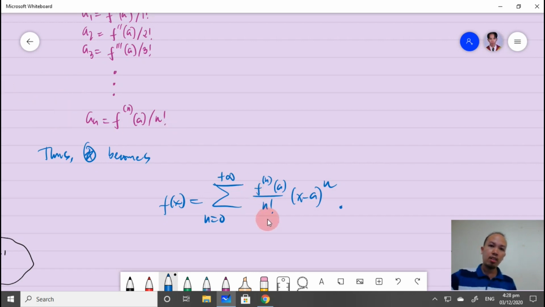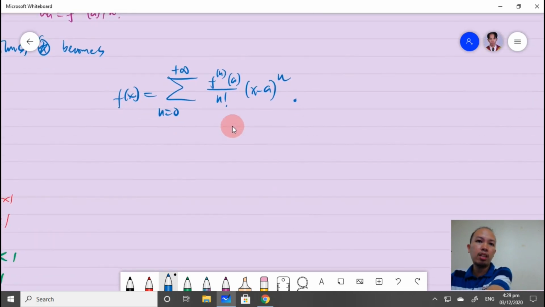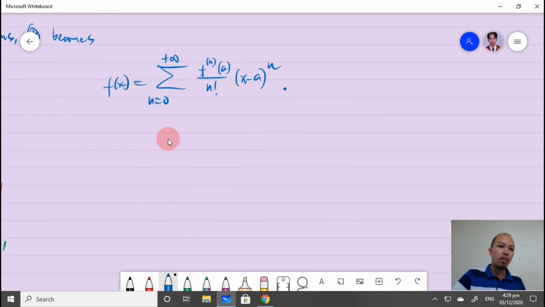So this is now what we call the Taylor series, and if our a is 0, then this is what we call the Maclaurin series. Okay, so let's have an example to illustrate the definition. Let's have our example here.